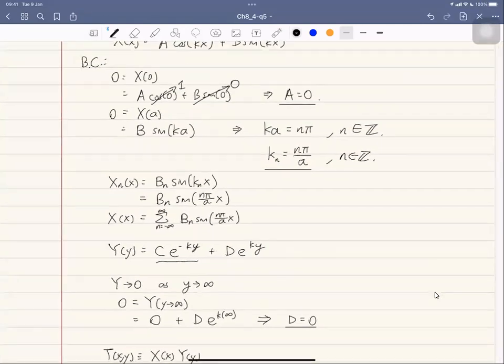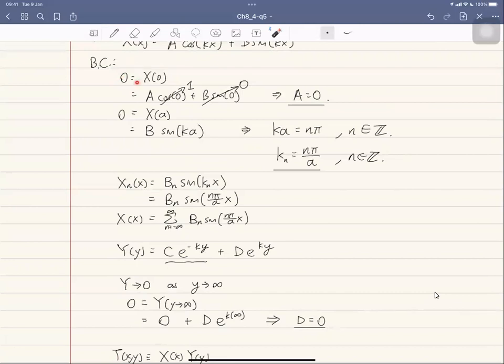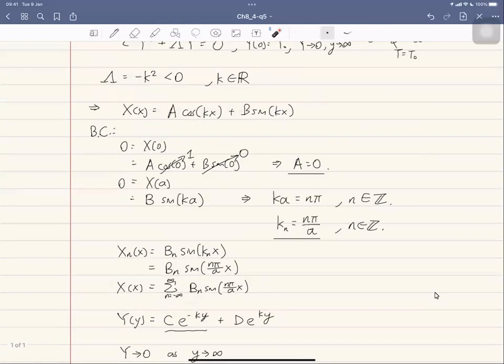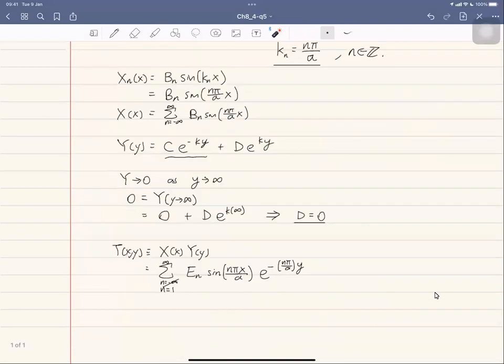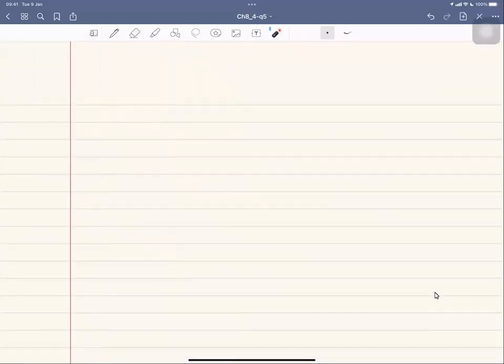Okay, there's one more boundary condition. So we applied one boundary condition here, we applied the second one here, we applied the third one over here. The last one is where we always take care of the ones that go to 0 first, and then take care of this last, okay? So let's write out what we have one more time. We have this, sine n pi x over a, e to the minus n pi over a y, right? This is n pi over a x, n pi over a y.